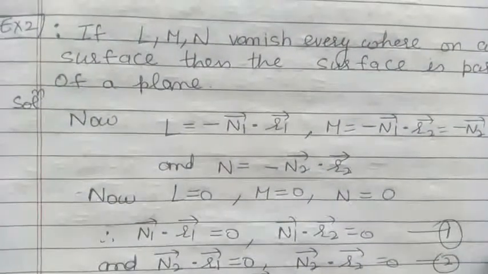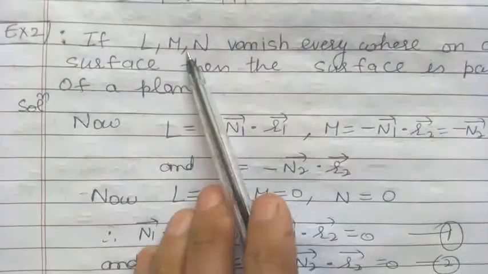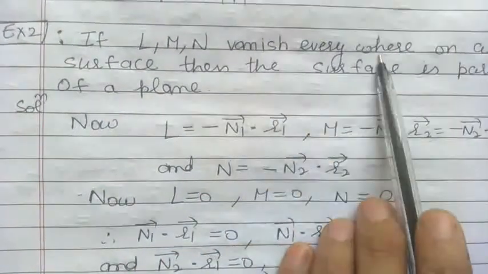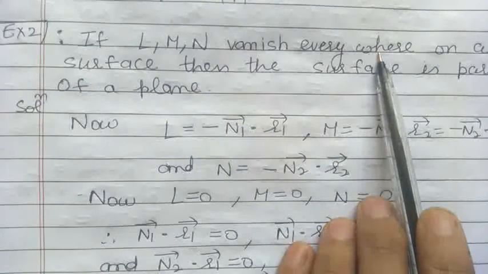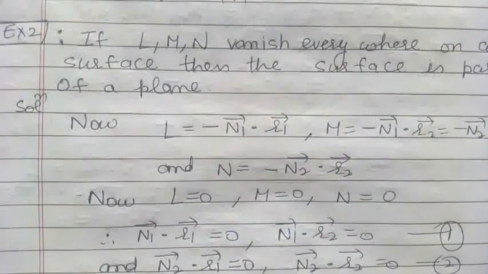So these were some deductions which we obtained from the Weingarten equation. Now the next problem is: if L, M and N, these fundamental magnitudes, vanish everywhere on the surface, then we have to prove that the surface is part of a plane. In order to prove that the surface is part of a plane, we will have to prove that the normal unit vector to the surface is a constant vector at every point of the surface. So in order to prove that it is a constant vector, we will have to prove that it is independent of the parameters u and v.